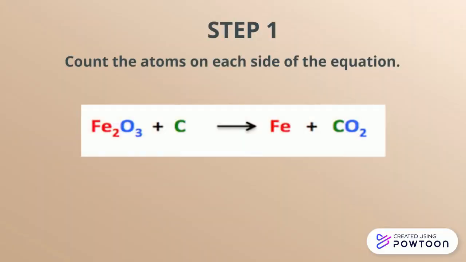Step 1. Count the atoms on each side of the equation. On the left side, you can find the reactants, while on the right side, you can find the products. The arrow sign separates the reactants from the products.